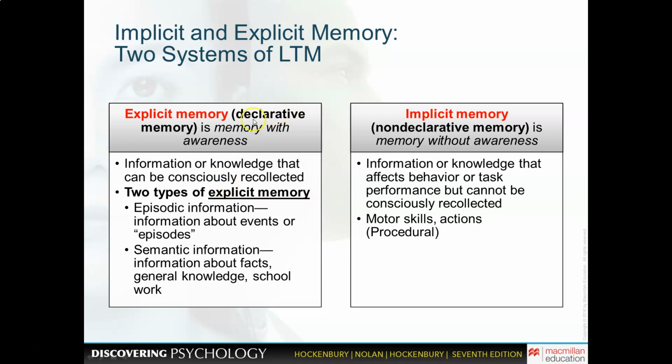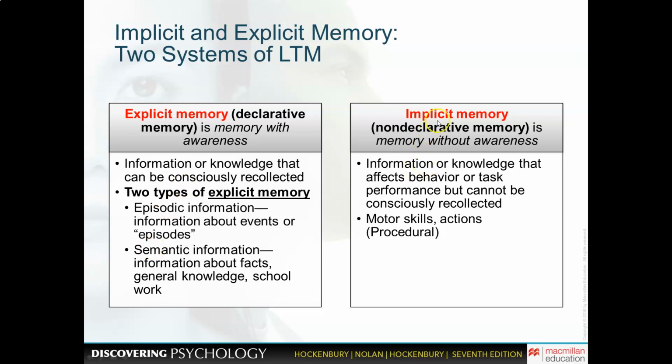Right here they use the term consciously. Basically, you're able to declare your memory. You go, oh yeah, I remember that because, blah, blah, blah. Well, that is declaring your memory. Okay, so the two types of explicit memory are episodic and semantic. I won't go over those again. We talked about those in previous slides.